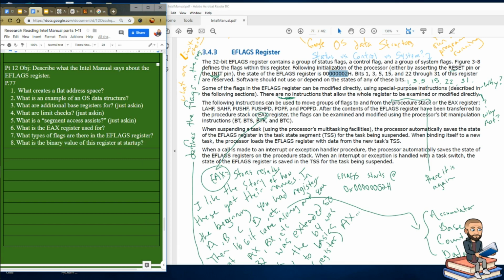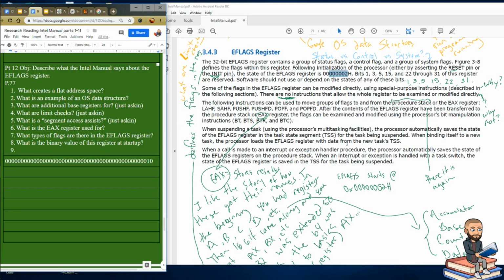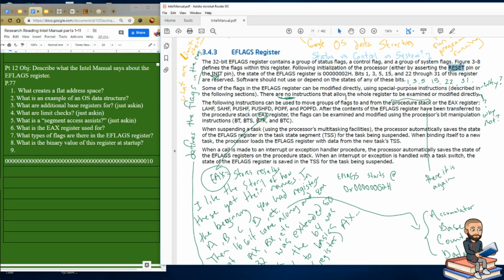And so I ask, what is the binary value of this register at startup? If it's simply the number 2, so what I say, we have 32 bits, so it's a lot of zeros, and then a 1 and a 0. So maybe it looks more like this. Again, I'm just not going to count it for this video, but here is the value of 2. So this is what that register looks like when you first turn on the computer or initialize the processor, or you reset the processor, as we can see right there.